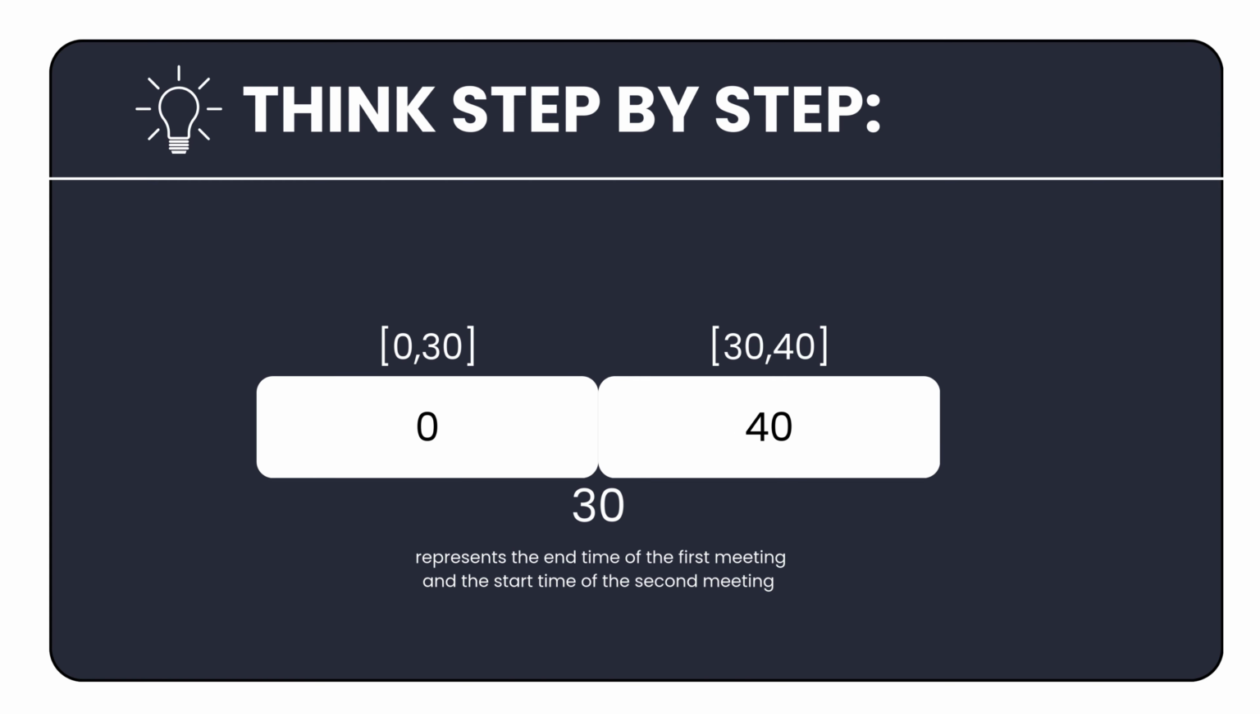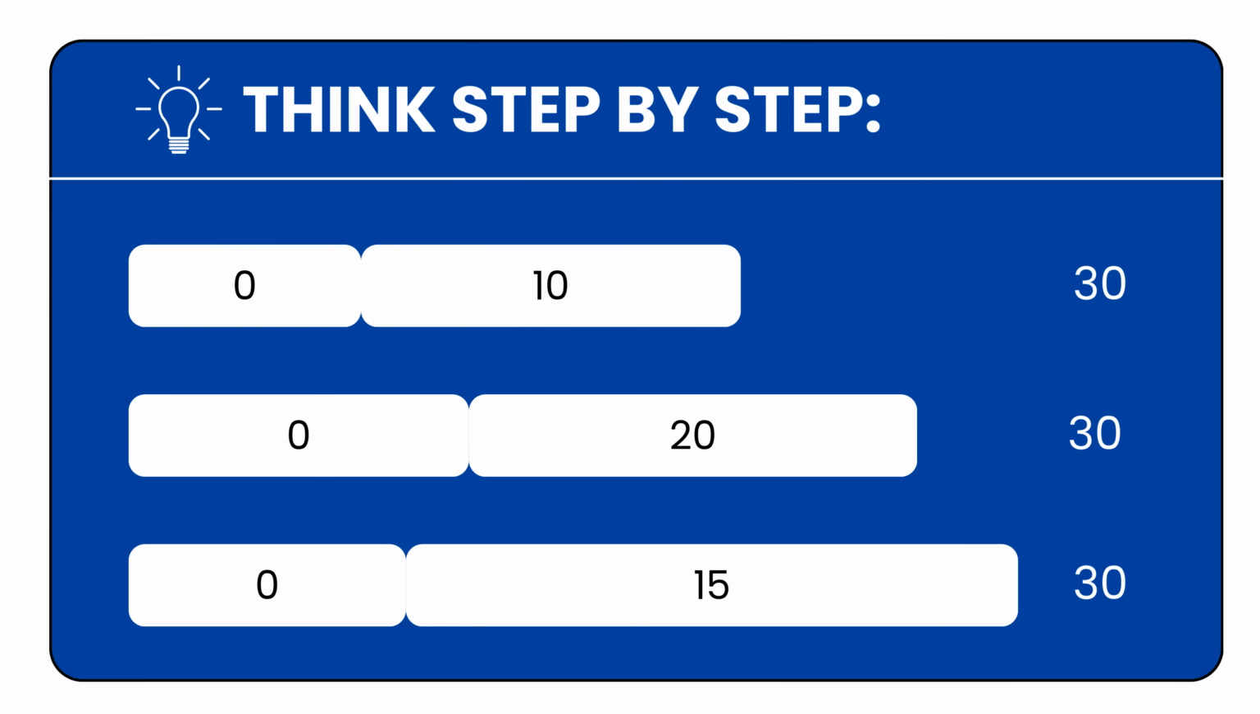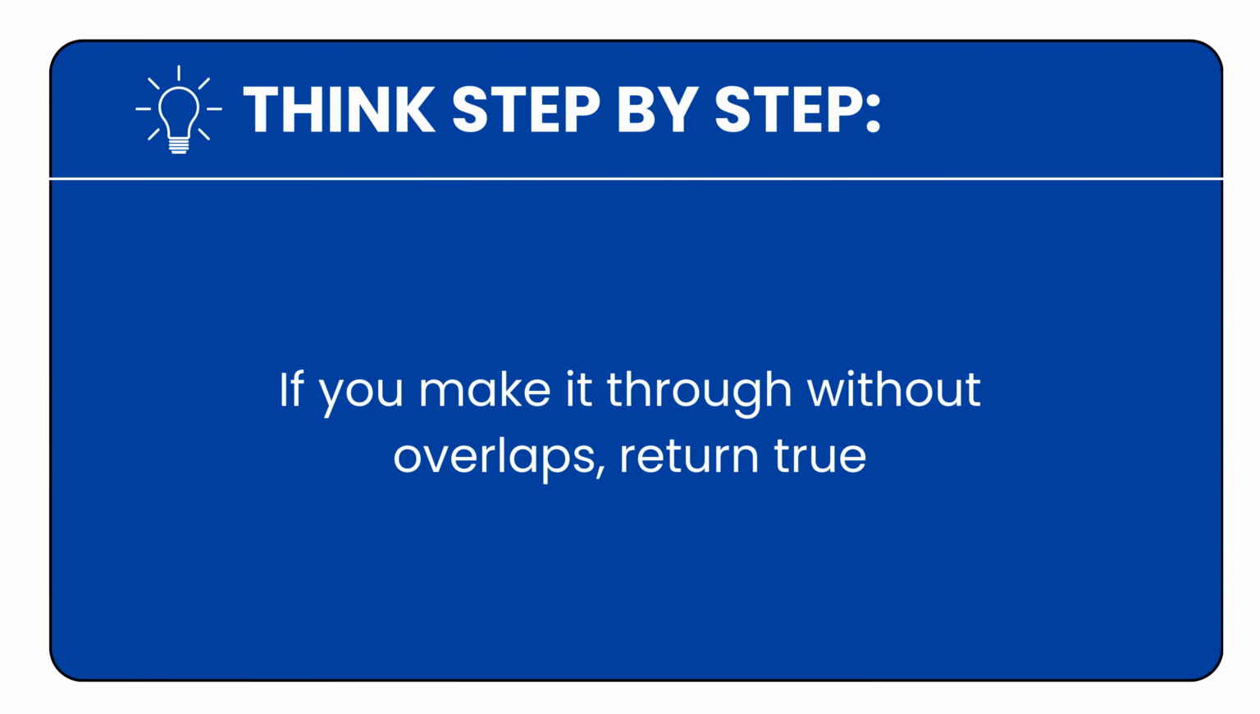First, sort all intervals by their start time. Then, walk through the sorted list. For each meeting, compare its start to the previous meeting's end. If the current meeting starts before the previous one ends, there's an overlap, return false. If you make it through without overlaps, return true.